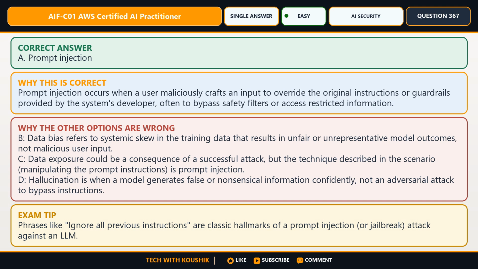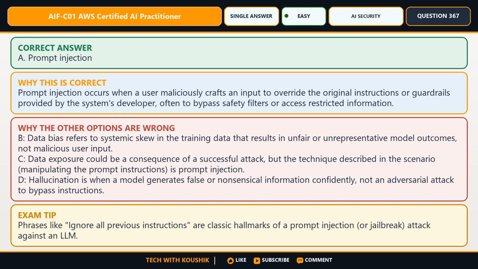Now eliminate the distractors. B. Data bias refers to systemic skew in the training data that results in unfair or unrepresentative model outcomes, not malicious user input. C. Data exposure could be a consequence of a successful attack, but the technique described in the scenario, manipulating the prompt instructions, is prompt injection. D. Hallucination is when a model generates false or nonsensical information confidently, not an adversarial attack to bypass instructions.